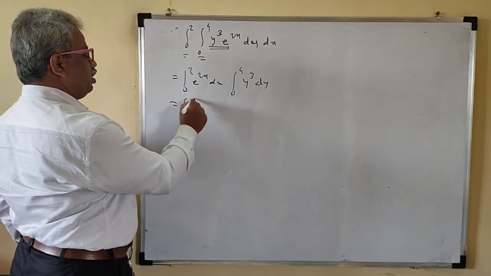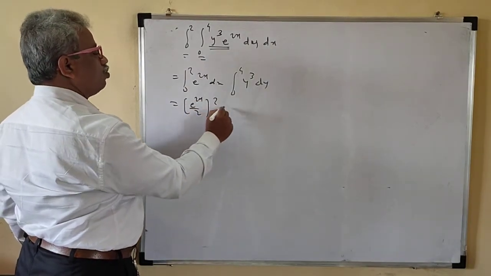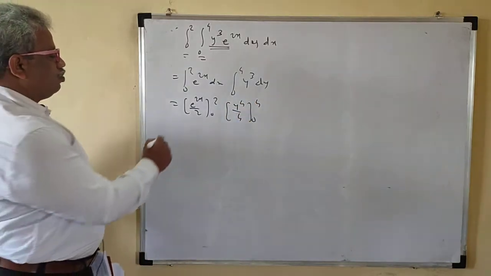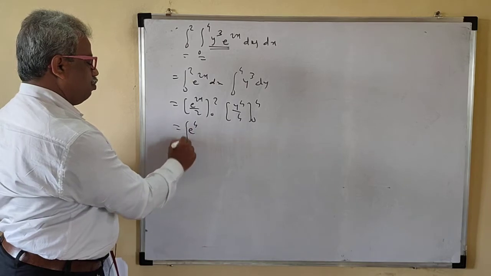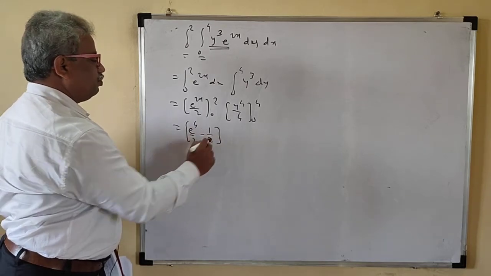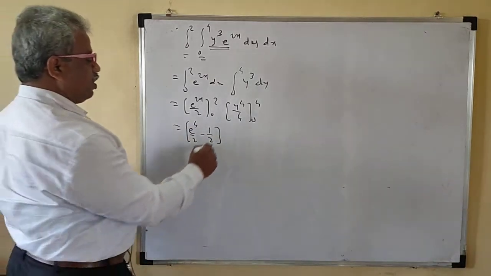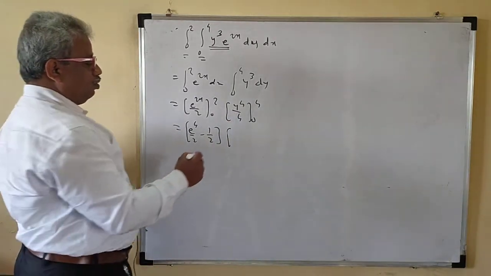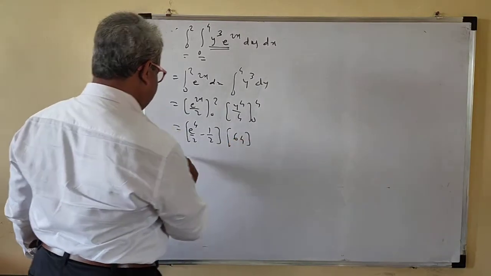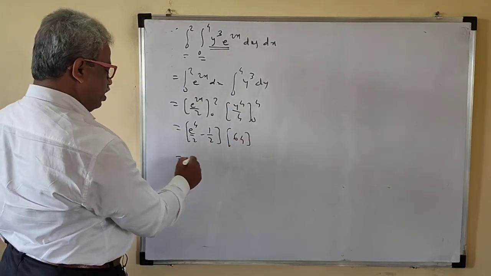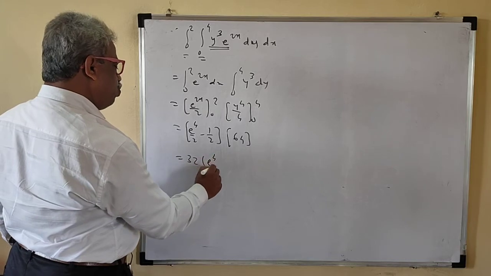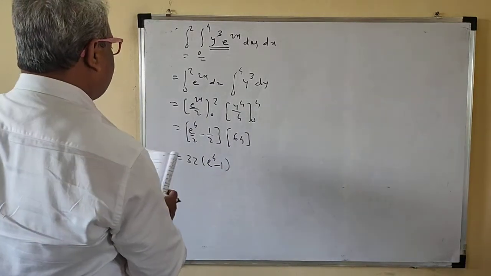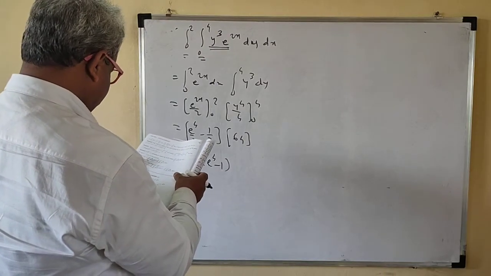So this is e raised to twice x upon 2, 0 to 2, and y raised to 4 upon 4, 0 to 4. So this is e raised to 4 by 2 minus 1 by 2, and this is 4 cube, so this is 64 only. Again these 2 get cancelled here. So this is 32 into e raised to 4 minus 1. This is your required answer.